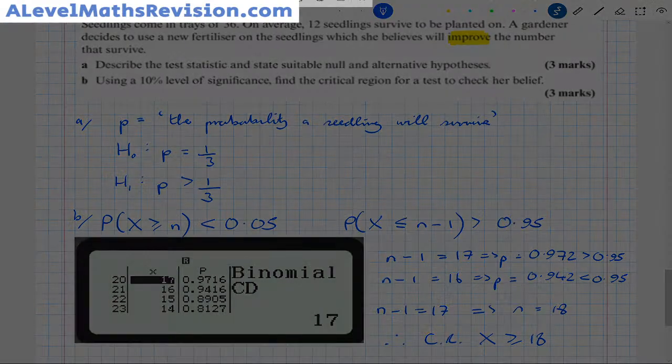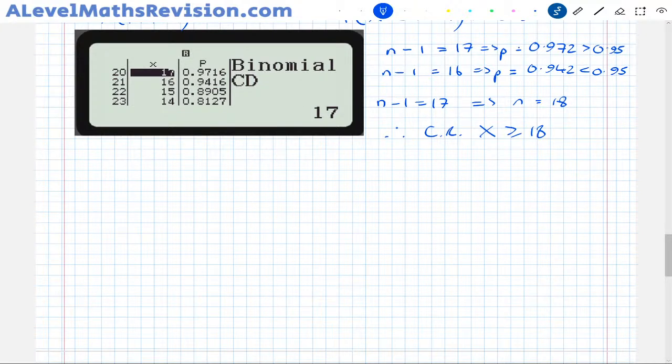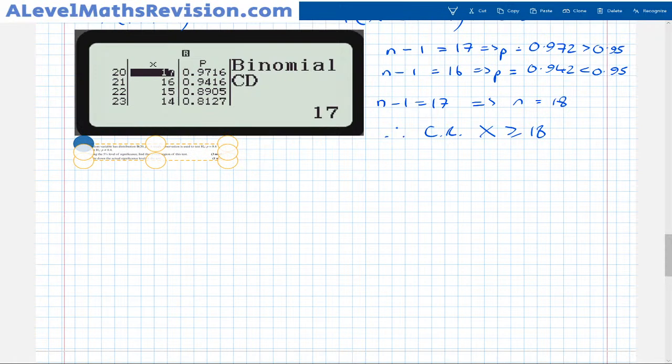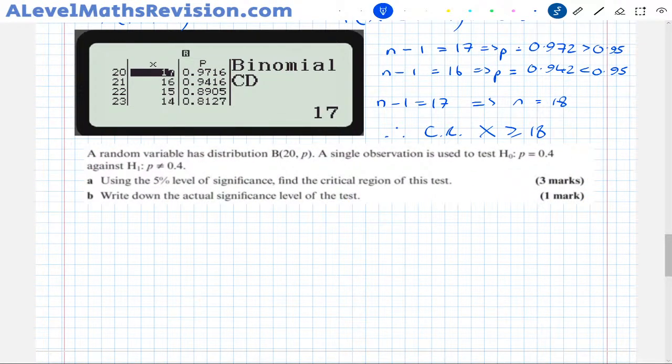One more example, and this time we're going to do it for a two-tailed test. Finally, for a two-tailed test, a random variable has distribution binomial 20, p. A single observation is used to test the null hypothesis p equals 0.4 against the alternate hypothesis of p not being 0.4. Using the 5% level of significance, find the critical region of this test.